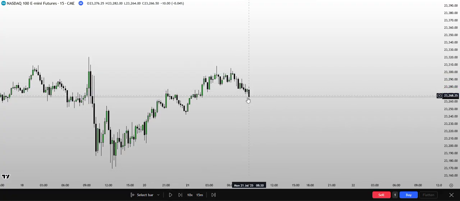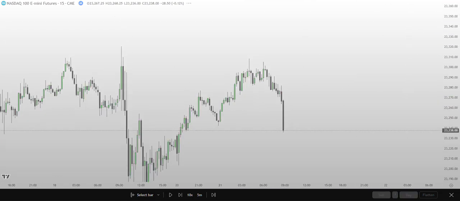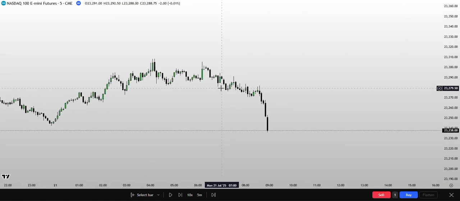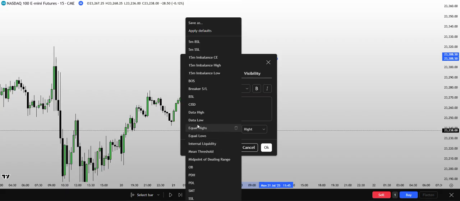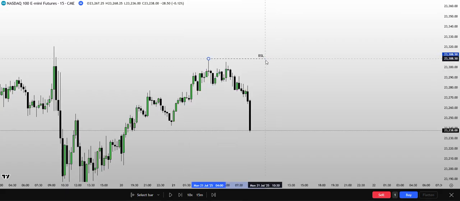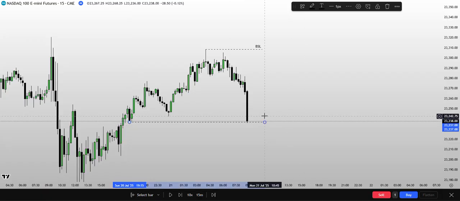Let's see here. All right, what am I seeing here? Let me go on the 5 minute. Yeah, I don't think I need to say much, right? It's pretty obvious. Let me look here, buy side liquidity right here. Took this low, sweep of these lows here, so sell side right here.